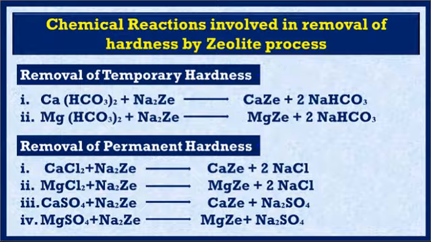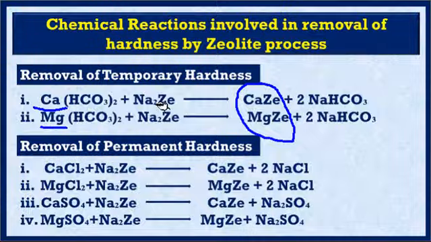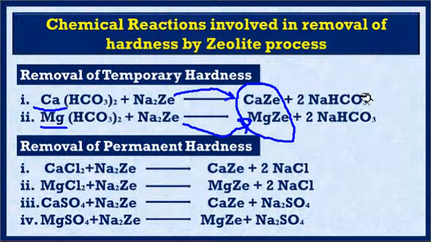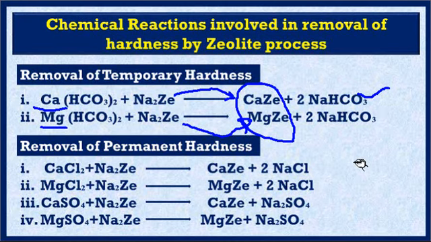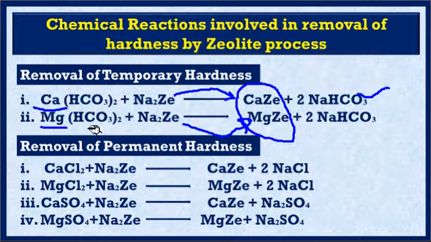So when hard water containing the temporary hardness passes through the sodium zeolite, the calcium and magnesium ions of the bicarbonate salts are trapped with the zeolite, and now this sodium zeolite is changed into the calcium zeolite or the magnesium zeolite, and in the water the sodium bicarbonates are present in place of the calcium and magnesium bicarbonate. So we can say the temporary hardness is removed by the sodium zeolite very easily.